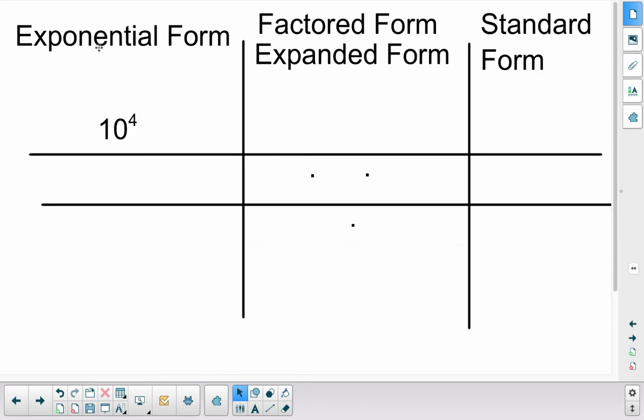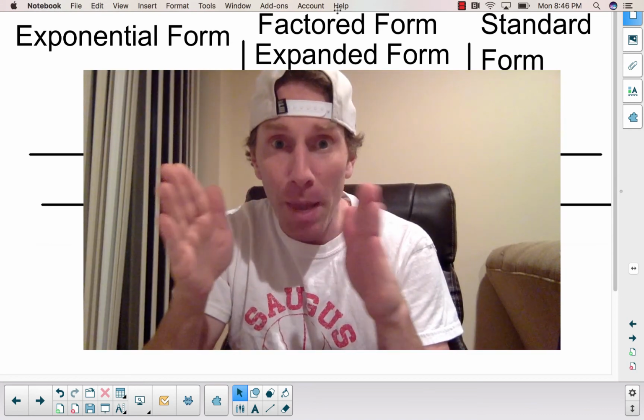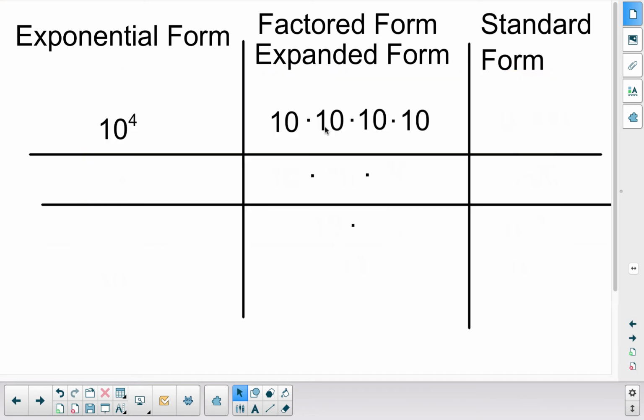So let's say I had this number 10 to the fourth power. This is exponential form, and the way it would be written in factored form or expanded form is 10 times 10 times 10 times 10. So again, this number right here is called the base number, and the 4 is called the exponent. The base number is just repeatedly multiplied, and it's multiplied 4 times here because that's what the exponent tells us to do.